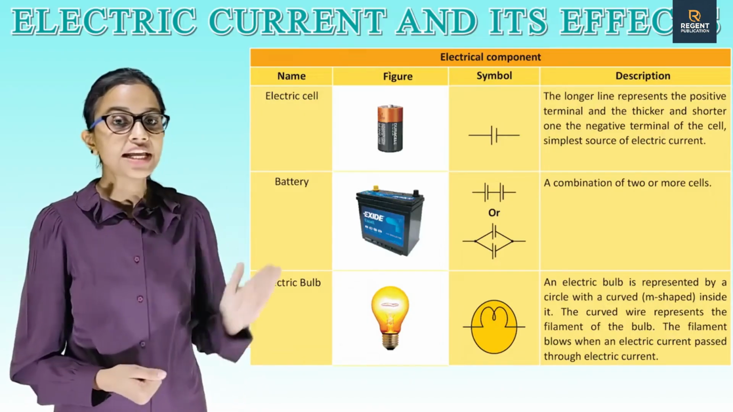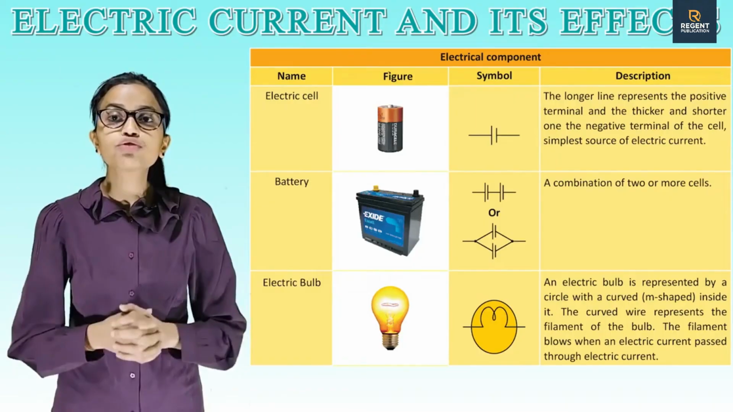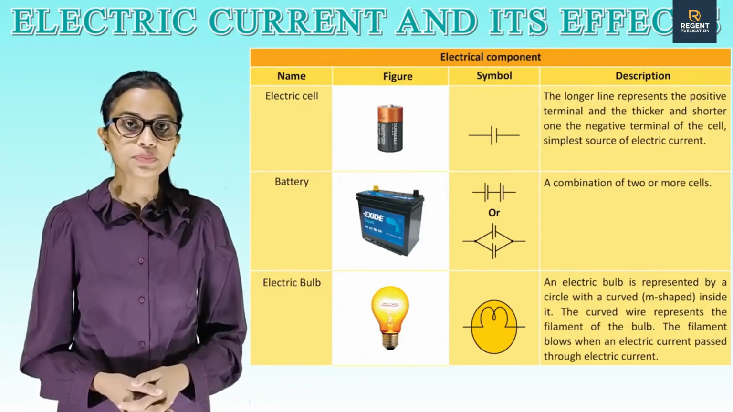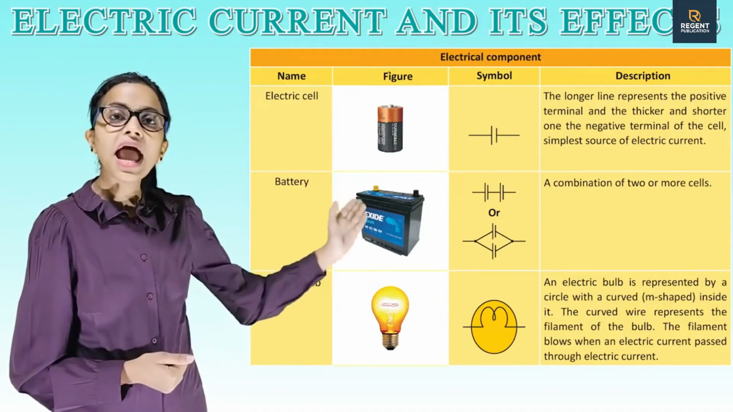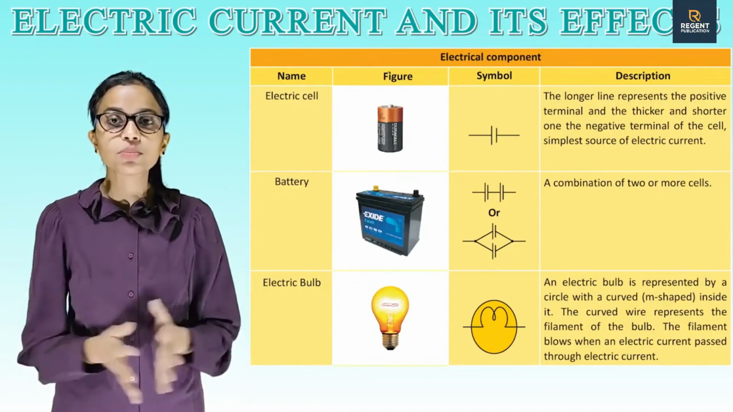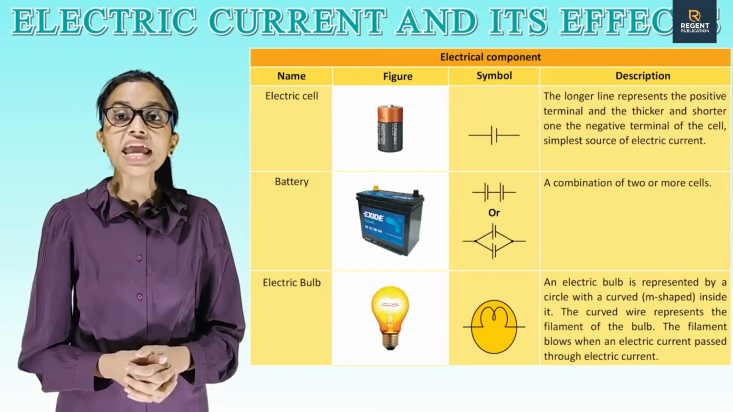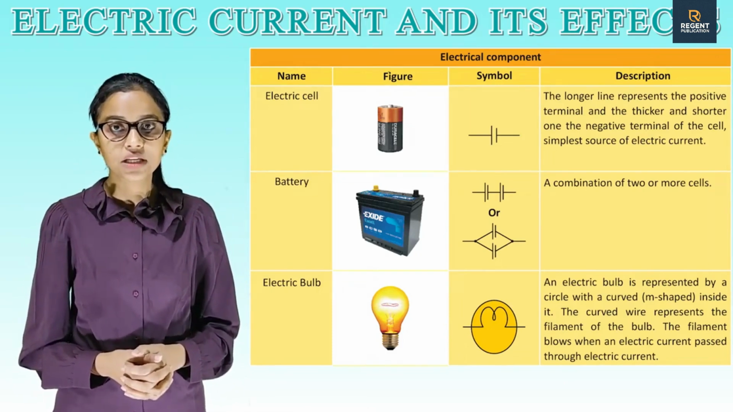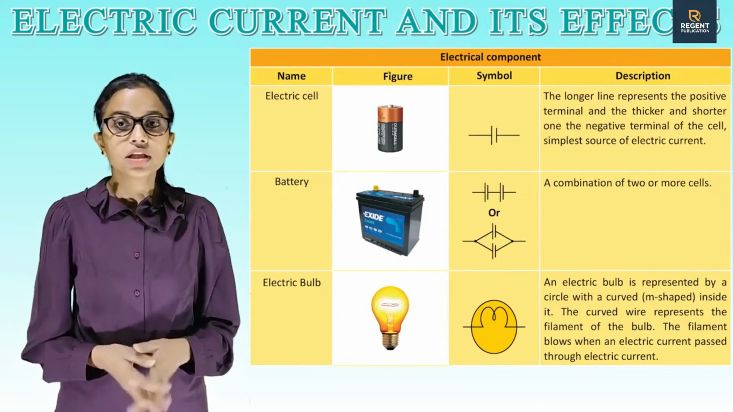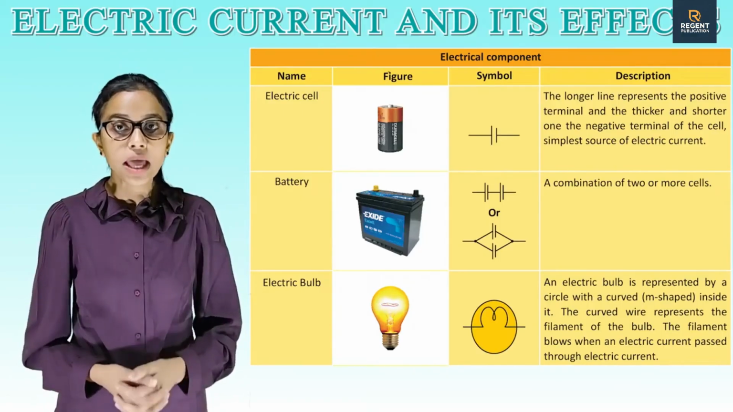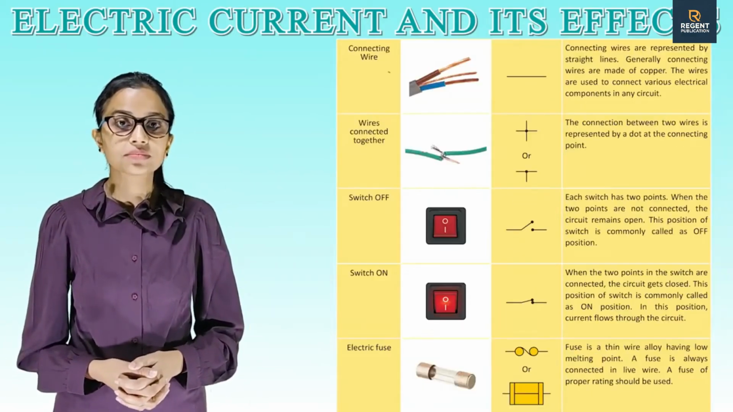Battery. Its picture and the symbol. A combination of two or more cells. Electric bulb. Picture and the symbol. An electric bulb is represented by a circle with a curved M-shaped wire inside it. The curved wire represents the filament of the bulb. The filament glows when an electric current passes through it.